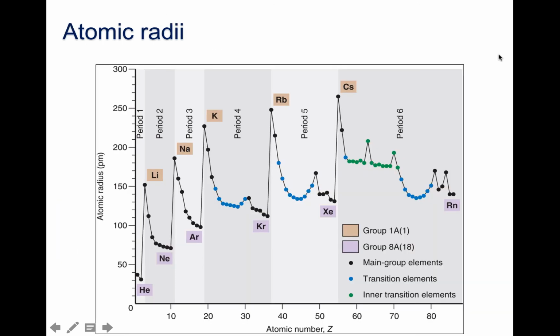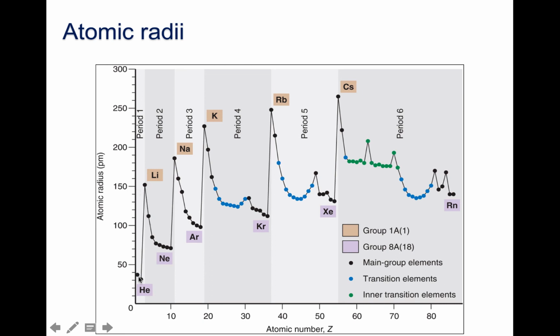Here's another way of representing it, but in general, what we have here is a graph of the atomic number related to the atomic radius, and these values are represented in picometers. Remember, that's the unit of distance. Pico is 10 to the negative 12 meters.